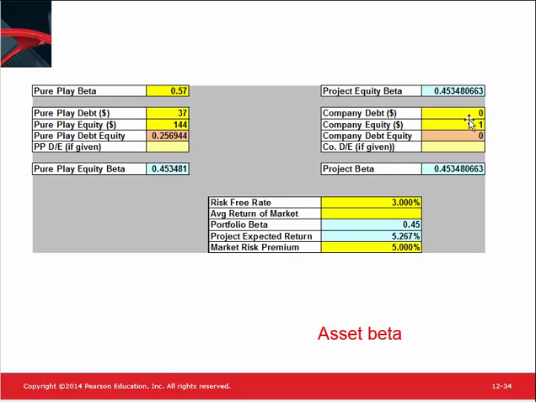What we want to do is input our debt equity mix here so that we will end up with a project beta. That number would then be plugged in down here. As you see here, all I wanted to do was confirm the previous slide. That is the ultimate cost of equity, or cost of capital, for this project.